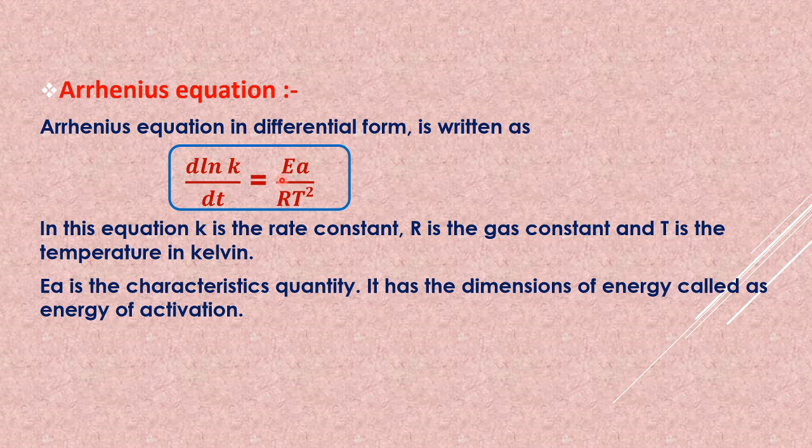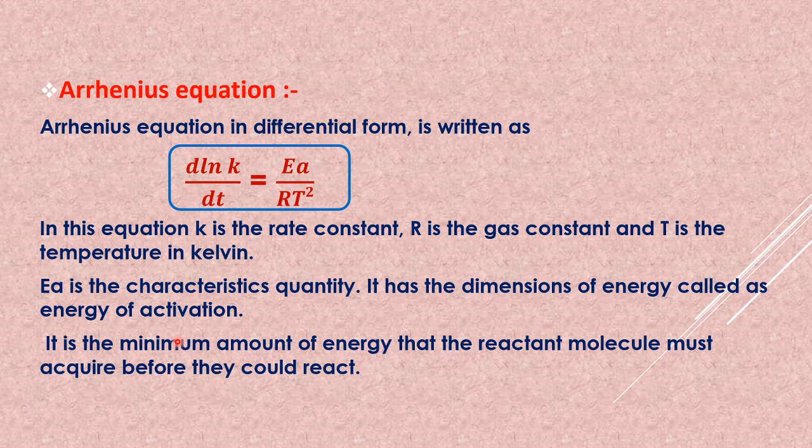Also, Ea is a characteristic quantity with the dimension of energy, which is called the energy of activation. What is activation energy? Energy of activation is the minimum amount of energy that the reactant molecules must acquire before they can react.